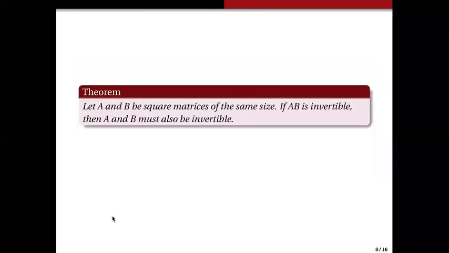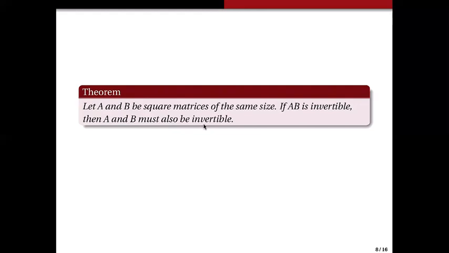Next theorem here. Let A and B be square matrices of the same size. If AB is invertible, then each of the factors, factor A or factor B, must also be invertible. Okay? So if AB is invertible, then A and B must also be invertible.